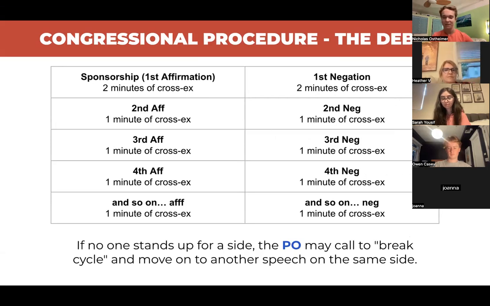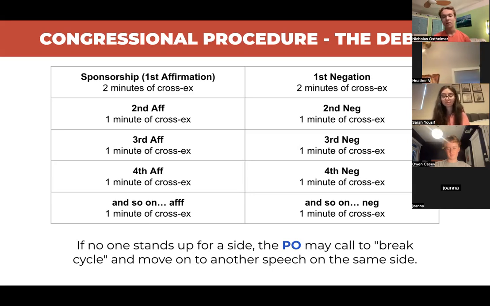So finally, we get to the good part. After all the nitty-gritty of the procedure, we finally move on to the actual discussion and debate on the legislation at hand. So here you can see a table of how that goes down. The round always starts off with an authorship or sponsorship speech starting off the round in favor of the bill. That is a 3-minute long speech, followed up by 2 minutes of cross-examination.